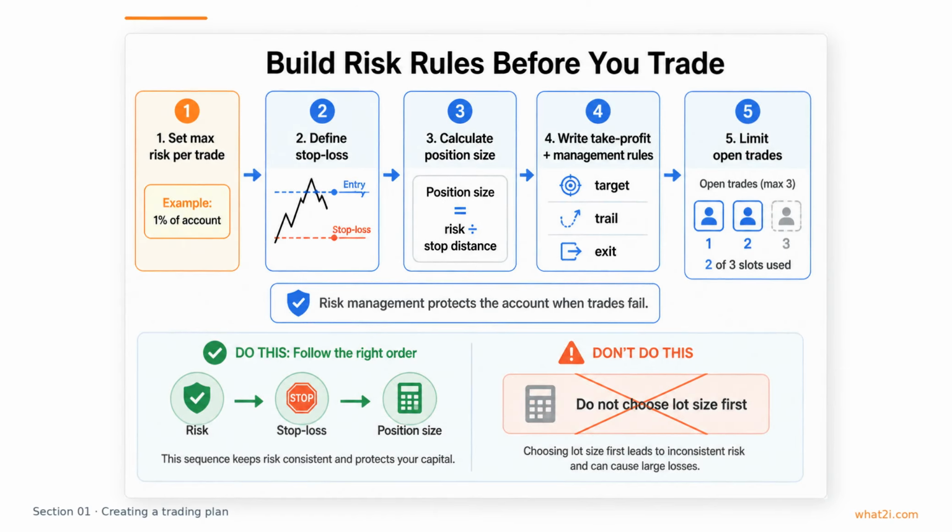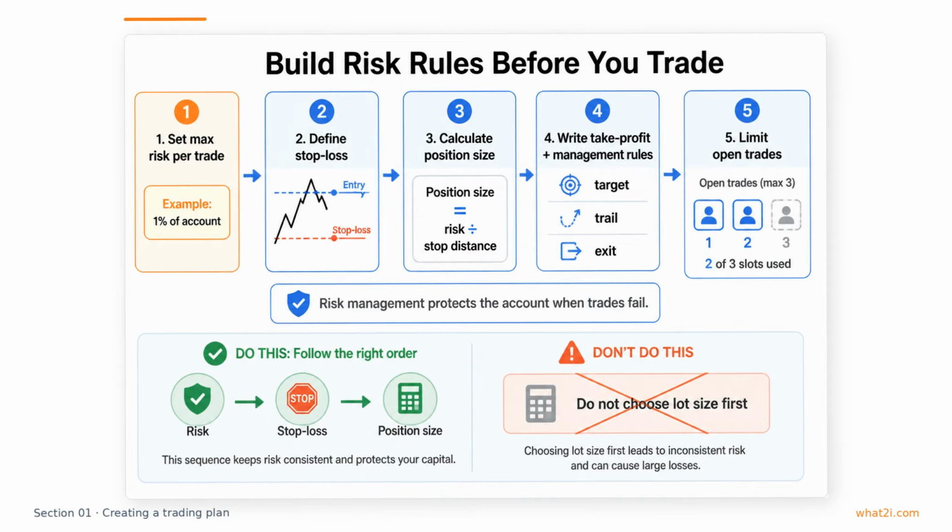Risk rules should be built before any trade is placed, not decided in the moment. Start by choosing the maximum amount you are willing to lose on one trade, often as a small percentage of the account. Then define where the stop loss belongs based on the setup, not on how much loss feels comfortable. Once risk and stop distance are known, you calculate position size from those numbers. After that, you can write down profit targets and any trade management rules, such as whether you trail the stop or take partial profits. It is also wise to limit how many trades can be open at once, because several correlated positions can quietly increase total risk.